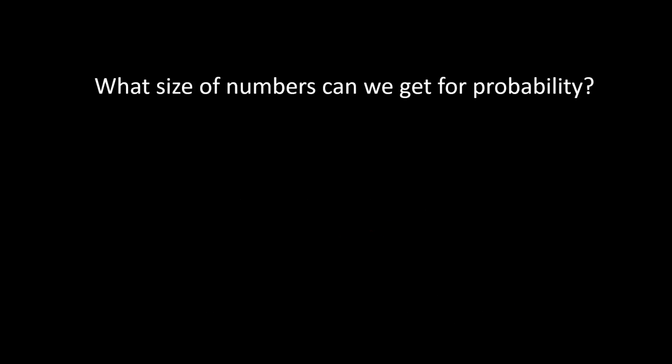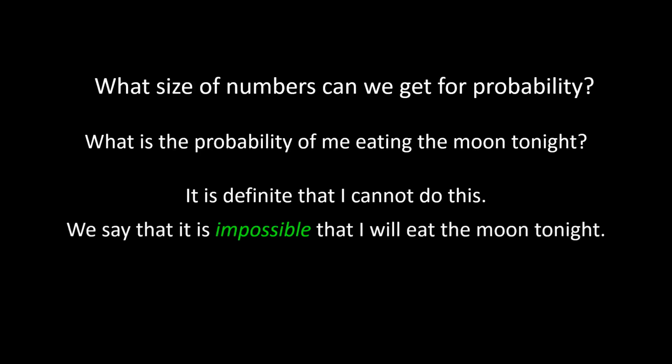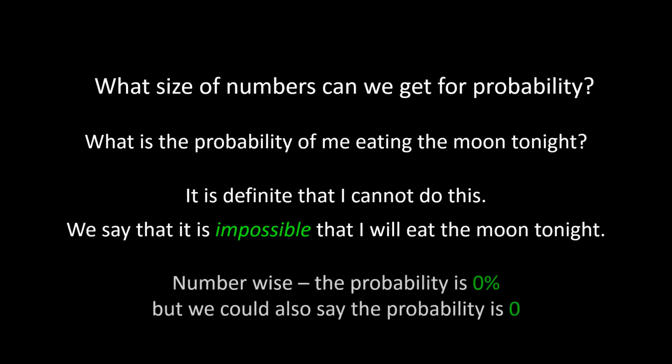Okay, let's have a look at something else. What's the probability of me eating the moon tonight? Now, I do like my food, and I particularly like cheese, but I'm afraid it's definite that I cannot eat the moon. So we say in maths that is impossible. And so if we want to put a number onto that probability, we'd say it's 0% or just 0.